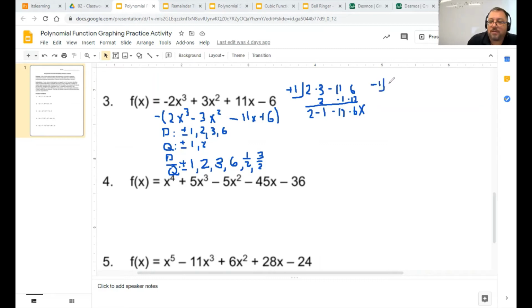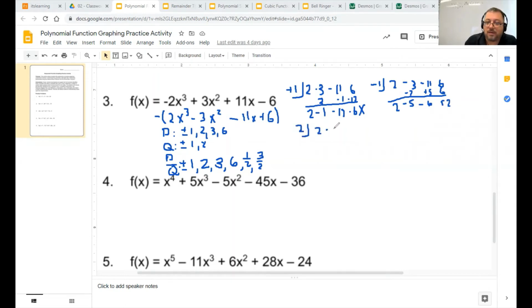Negative 1. Same coefficients, 2, negative 3, negative 11, and 6. Draw my line, bring down the 2. Negative 1 times 2 is negative 2. Negative 3 plus negative 2 is negative 5. Negative 1 times negative 5 is positive 5. Negative 11 plus 5 is negative 6. Negative 1 times negative 6 is positive 6. So this is 12. So this didn't work out. So let's try 2.